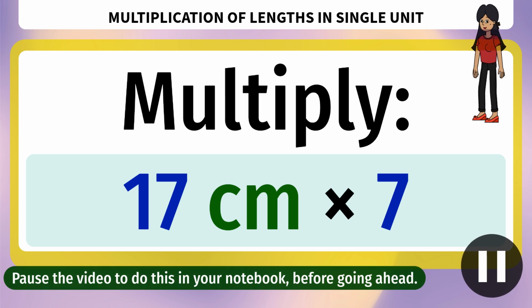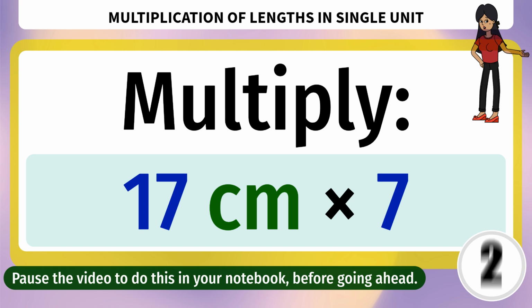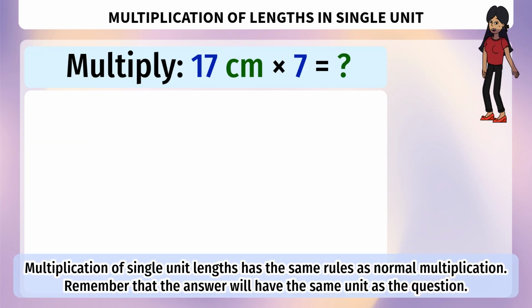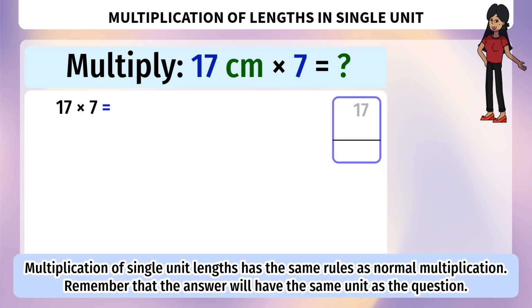Next question. Multiply 17 centimeters into 7. Following the same method, we multiply 17 into 7 first.